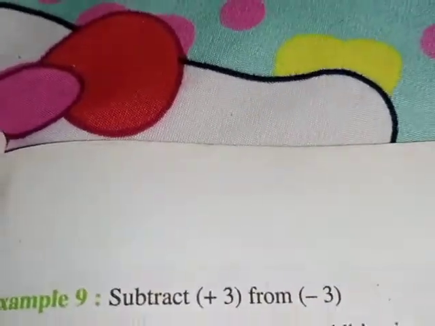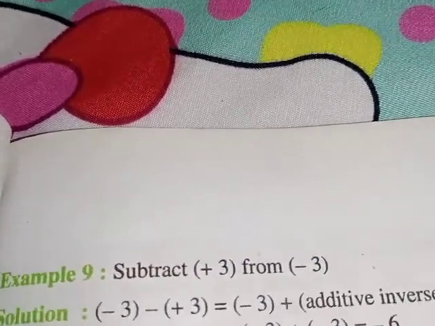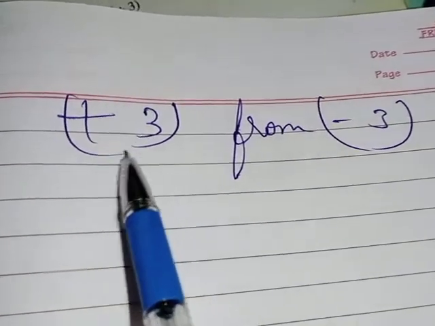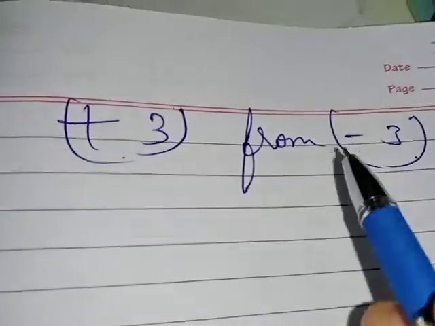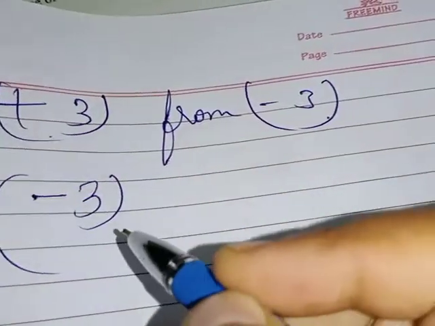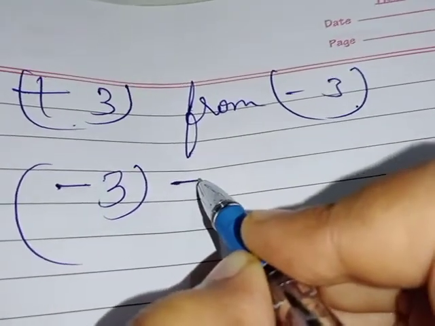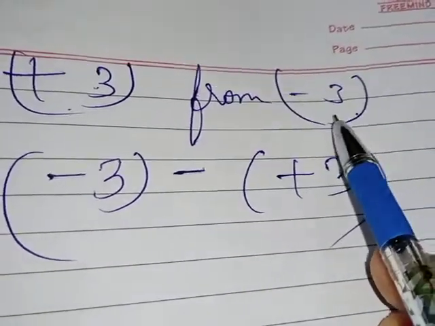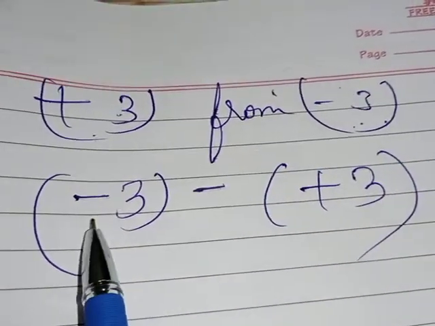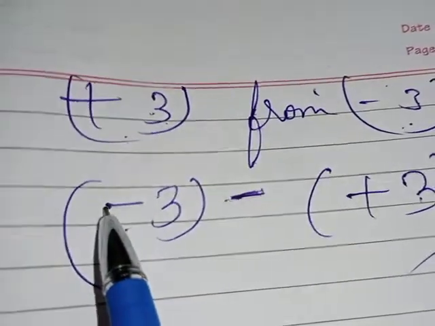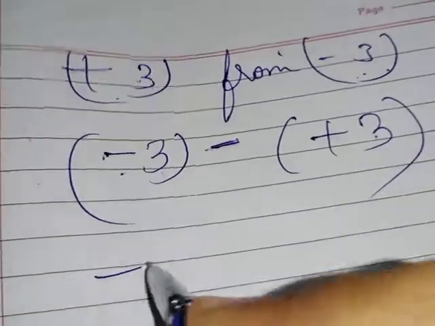Now, if we see a question like this, you are given plus 3 from minus 3. Pay attention to this question carefully. We have to subtract this plus 3 from this minus 3. From means what? The integer given after this 'from' is written first, right? And we put one minus sign also, and this plus 3 we will write here. The integer which is given after 'from' we write first, the minus sign we put for subtraction, and this plus comes here. This minus does not have any other number, therefore this will be written as minus 3 only.